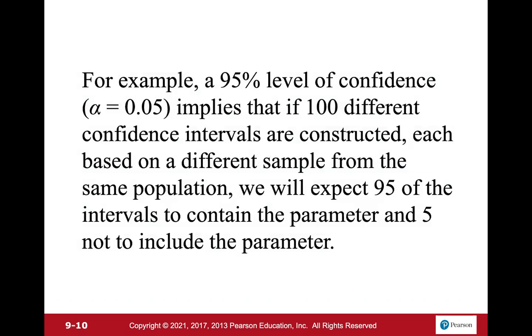So for example, for a 95% level of confidence, alpha equals 0.05. So for a 95% level of confidence, alpha equaling 0.05 implies that if 100 different confidence intervals are constructed, each based on a different sample from the same population, we would expect 95 of those intervals to contain the parameter and about 5 to not include the parameter.